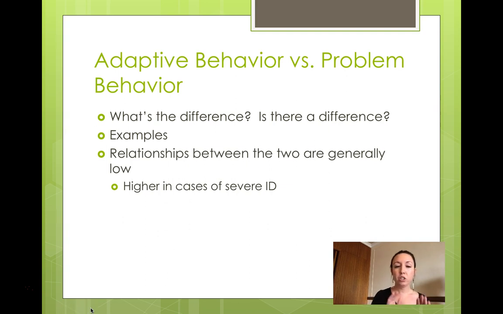When we're looking at just the co-occurrence of the two independently, the relationship between the two is generally low. So just because someone has a deficit in adaptive behavior doesn't mean we're going to see a lot of problem behaviors, or what we most think of as aggression or self-injury. But it is higher in cases of severe intellectual disability. A lot of times that's the case because it's difficult then to determine the function or the reason for the problem behavior, and it's difficult to put a more adaptive behavior in place.